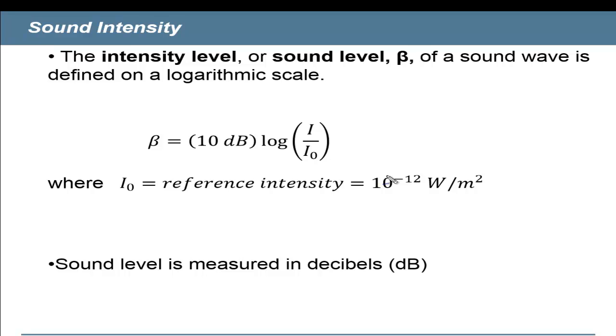Let's say we had a noise that was 100 times the reference intensity, so 100 times as much energy. Then we'd have log base 10 of 100, which is 2, times 10, which would be 20 decibels. So 20 decibels represents an intensity that is 100 times that of the smallest intensity we can hear. So that's how the sound level works on a logarithmic scale. It's really some multiple of the reference intensity.